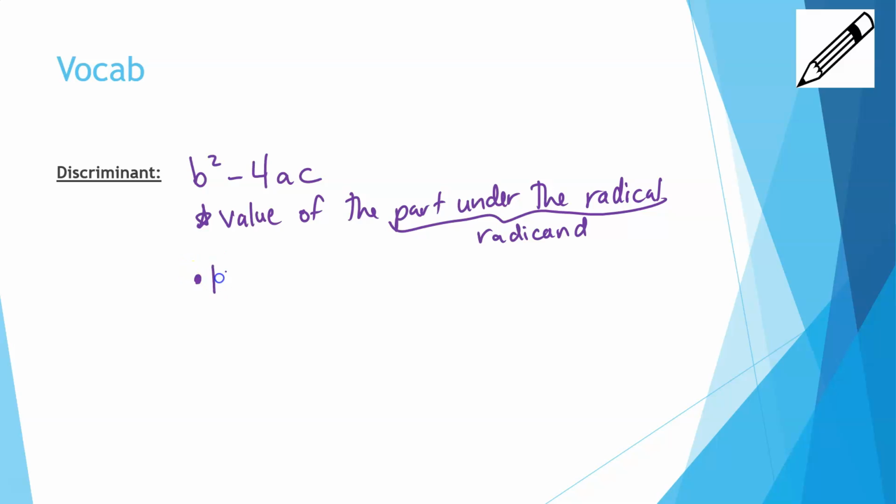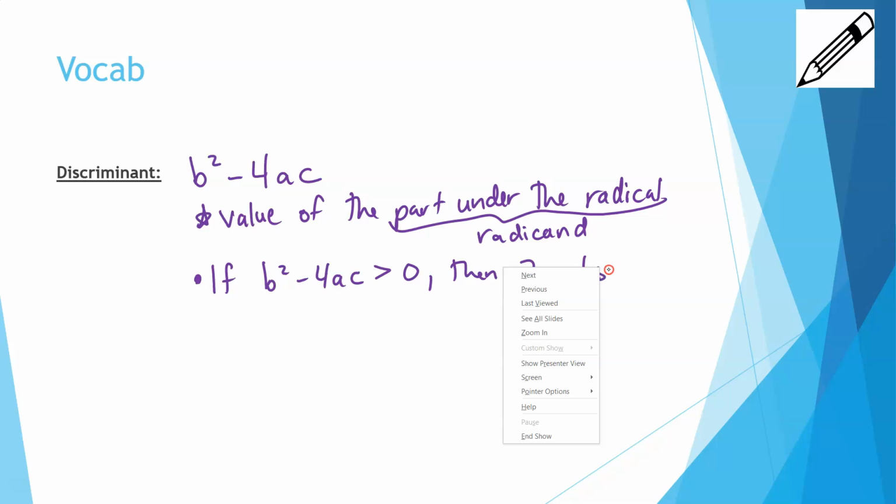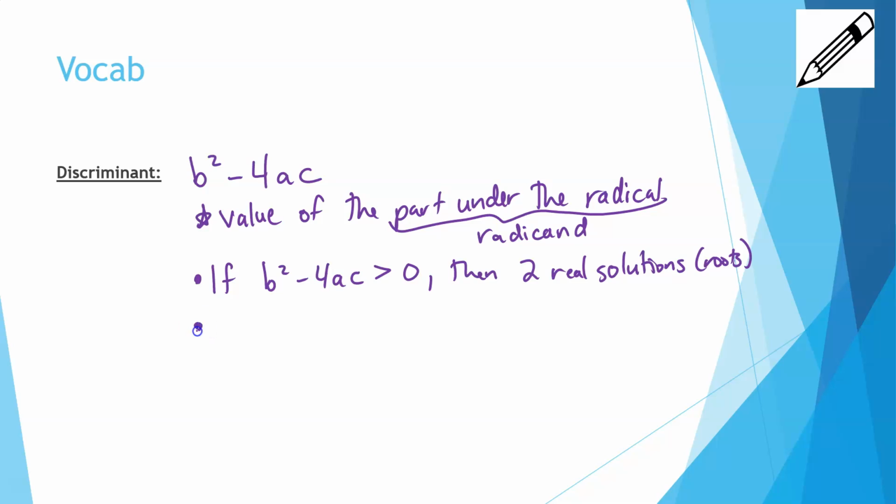And what we just saw is that if the b squared minus 4ac is positive, or greater than 0, that's when we will have two real solutions. Sometimes we call them roots instead of solutions. Solutions or roots. Or they could be called x-intercepts. That's where it crosses the x-axis.